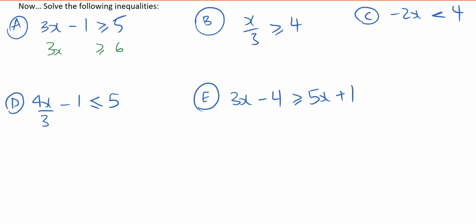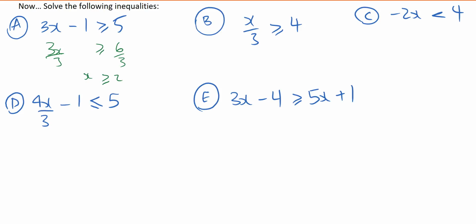Now what do I do? Divide both sides by 3. Exactly the same as what I had been doing. And I keep the same sign. So instead of writing an equal sign, you're writing that same sign.